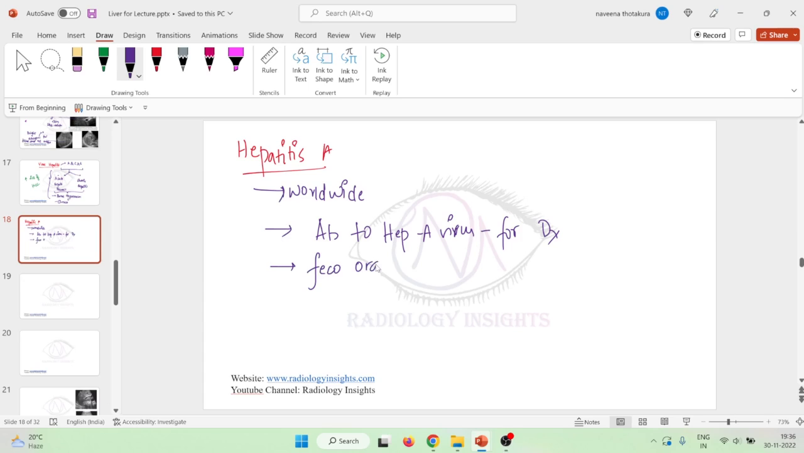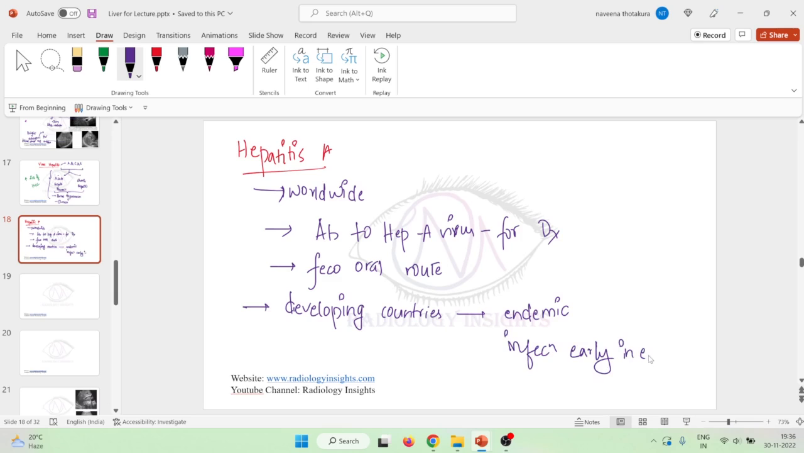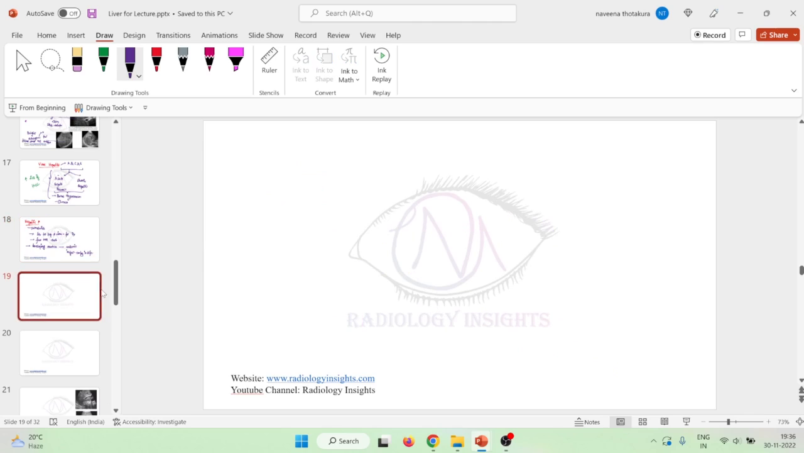The route of transmission of hepatitis A is the fecal-oral route, and hepatitis A is very common in developing countries like India. In developing countries like India, hepatitis A is most common, and it is endemic. Here in developing countries, the infection occurs early in life. We can see the infection occurring in young individuals.